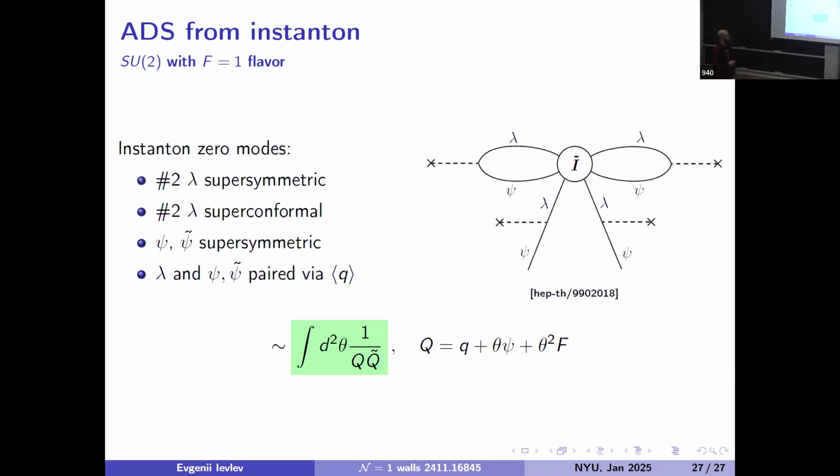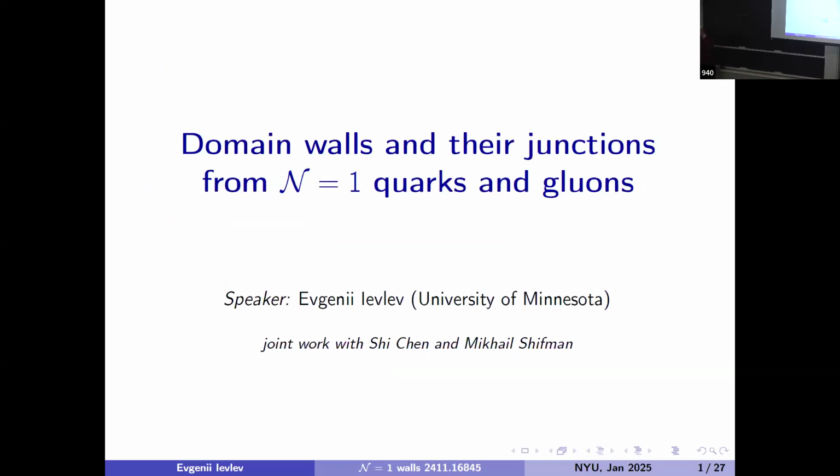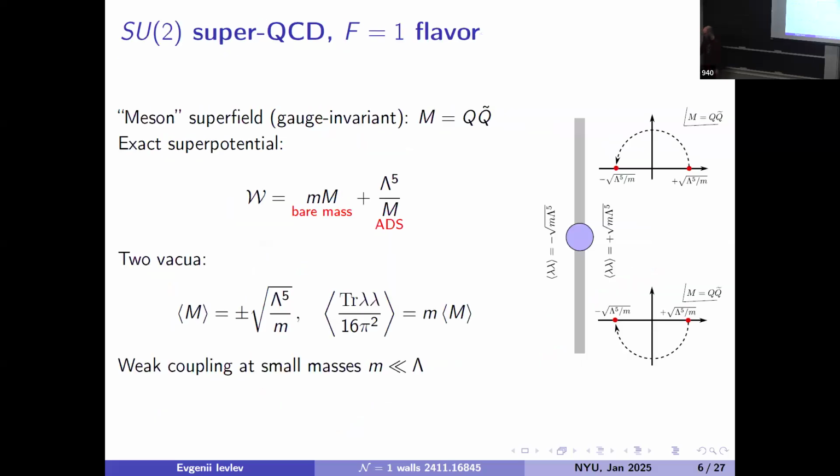quark expectation value. So the instanton has 4 gluon zero modes and 2 quark zero modes in this theory, and you can contract gluon and quark zero modes through the expectation value of scalar quarks through your Yukawa terms. And in this way you obtain this superpotential, and you can compute the superpotential exactly.